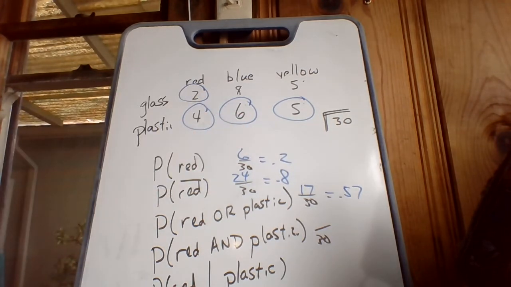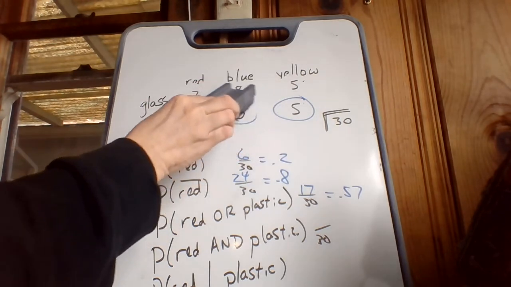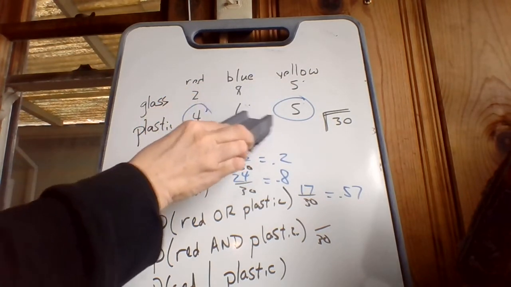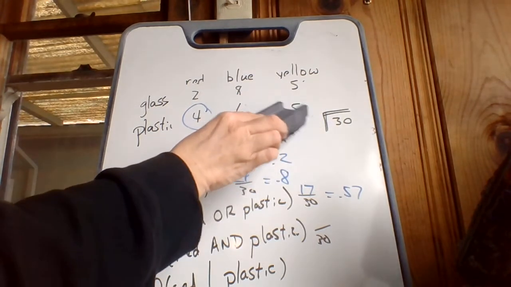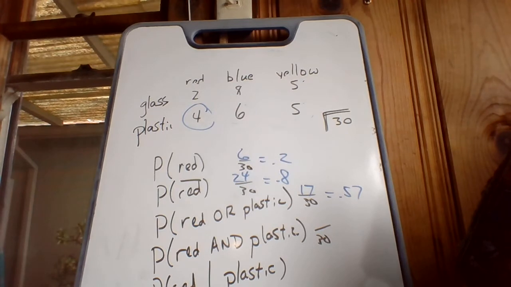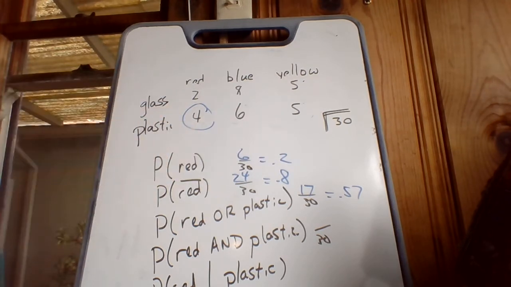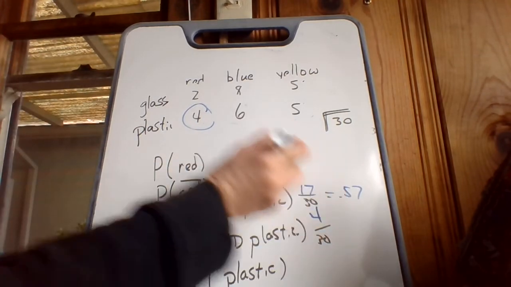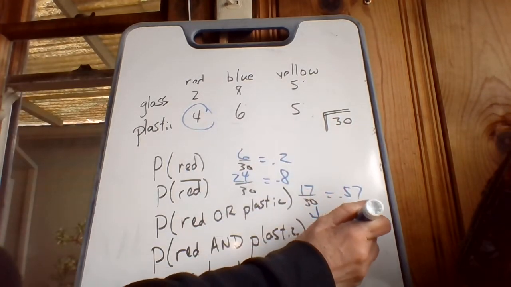All right, red and plastic. That and always just ends up having just the one circle. It's got to involve both words. And is going to be one circle. Sure enough, it's one circle. Red and plastic is just those 4. That probably does reduce. 4 divided by 30 is 0.13. Again, I'm just saving 2 places.